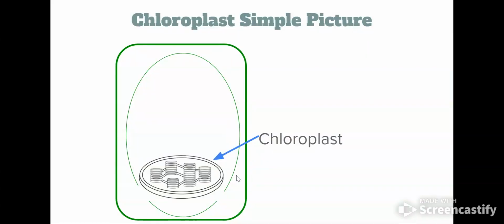Simple, sort of simple, I guess, picture. You've got an oval, and you've got these tiny little stacks. Think of them almost like little coins. Those are the thylakoids, and they're connected by these little lines. Those are called lamella.